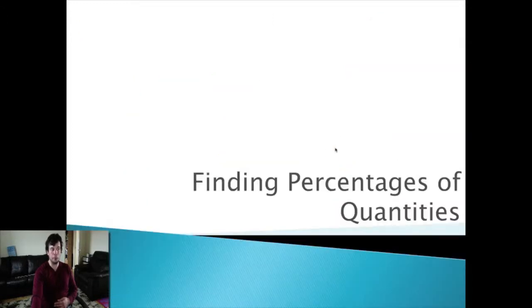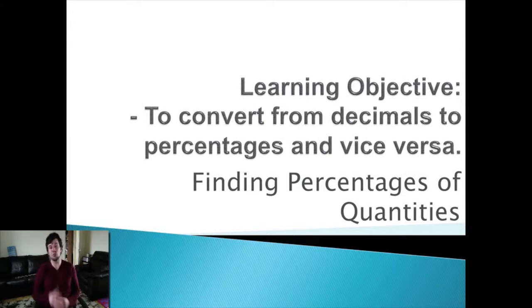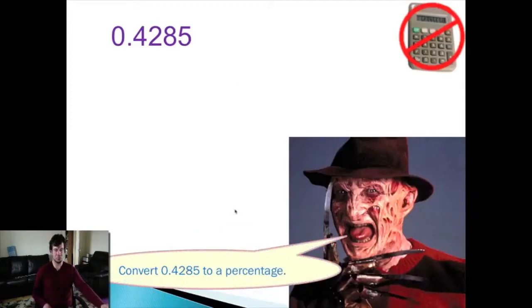That was a warm-up. We're going to convert from decimals to percentages and vice versa. Convert 0.4285 to a percentage.